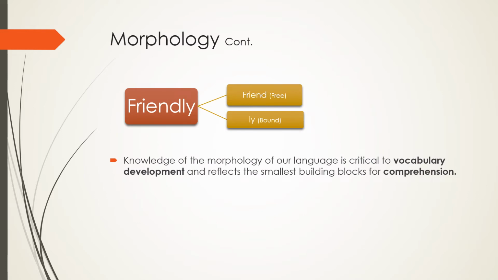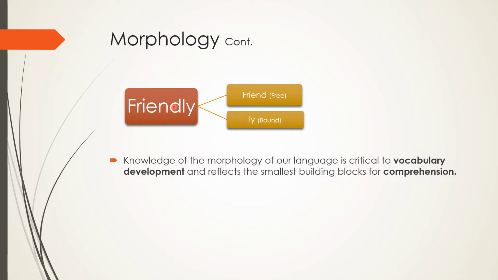So this is what we are talking about. For example, "friendly" has two morphemes: one is "friend" and the other one is "ly". "Friend" is a free morpheme because it can exist without the help of any other morphemes or any other morphological units. But "ly" has no meaning or function if it stays separately. That's why it is referred to as a bound morpheme.